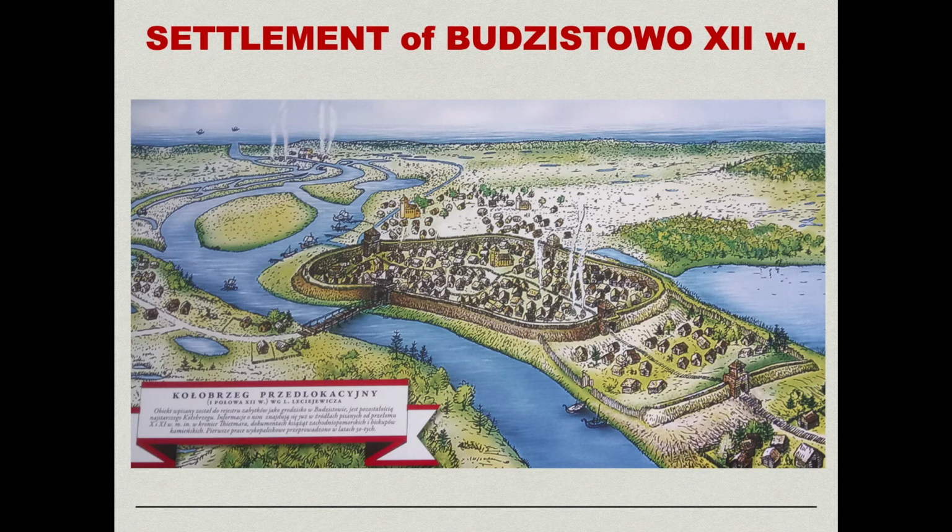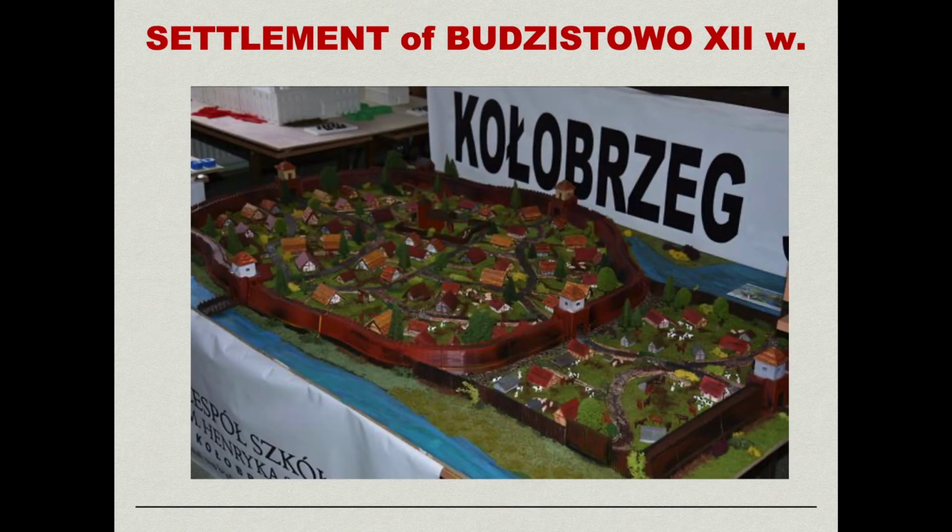The next project we made was the Budzistowo settlement, the oldest known buildings in Kolobrzeg. We also made it on the basis of a drawing based on archaeological research. During this project, we had to analyze a lot of historical materials and visit libraries and archives.